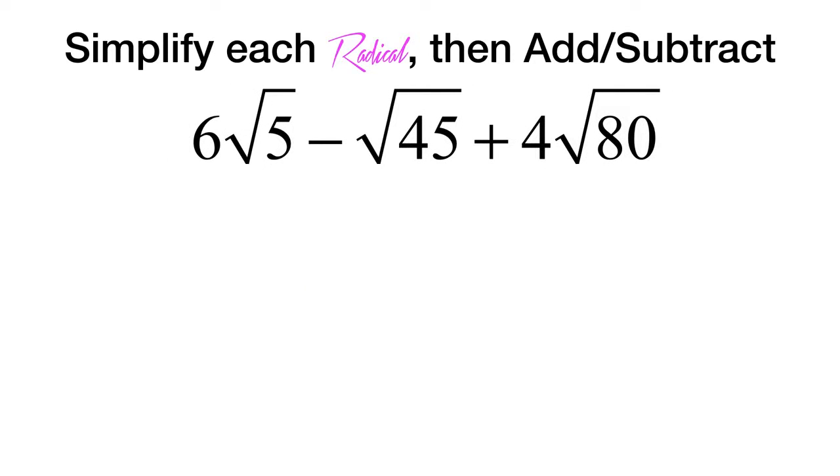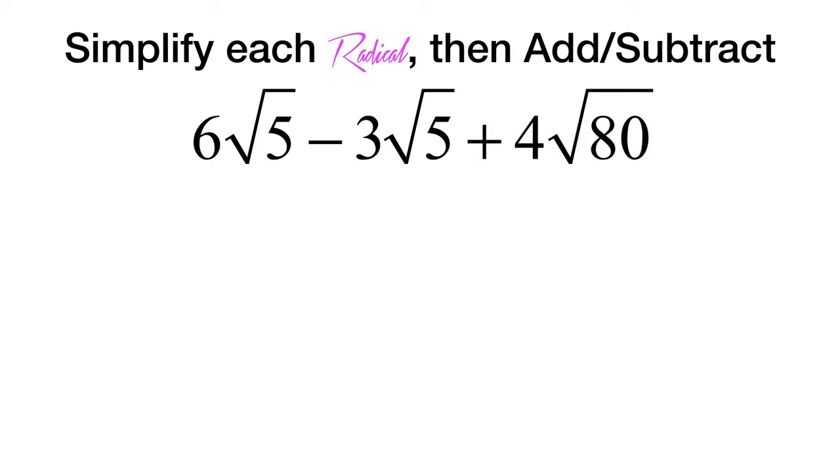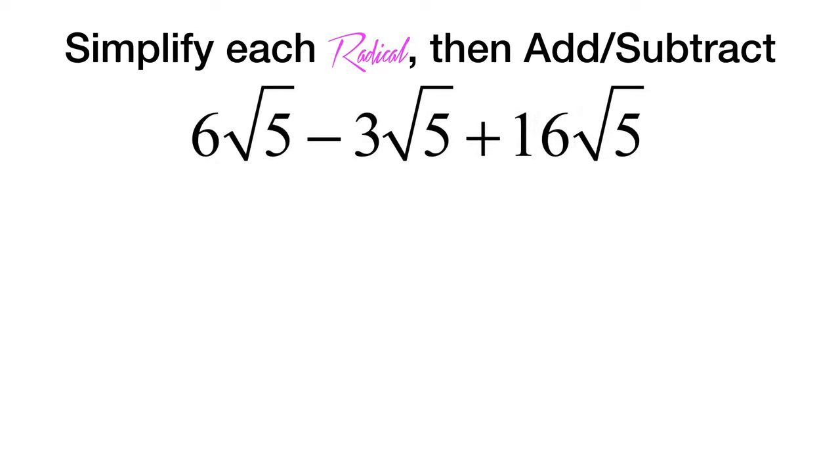There we go. Now let's talk about 45. 45 is 5 times 9. The square root of 9 is 3, meaning minus 3 square roots of 5. And 80, I'm just going to go with this 5 theme. That is 5 times, let's see, 16. And the square root of 16 is 4. I bring that out. 4 times 4 square roots of 5 becomes 16 square roots of 5.